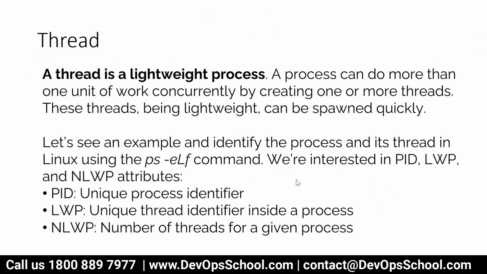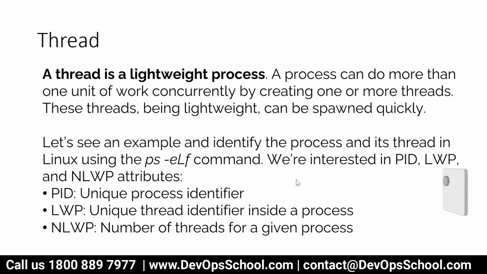They'll ask you: a process can do more than one unit of work concurrently by creating one or more threads. See, if you have opened the browser, Firefox, in Firefox you might be opening multiple threads. Threads mean windows, right? A new tab, browsing, downloading, watching, everything you are doing in one browser, right? So that is a kind of thread. A process can do more than one unit of work concurrently by creating one or more threads. These threads, being lightweight, can be spawned quickly.